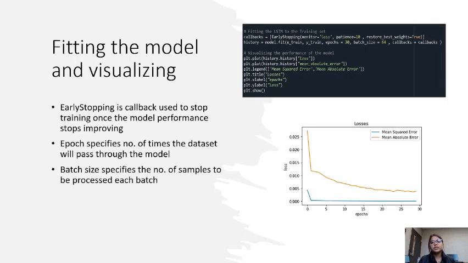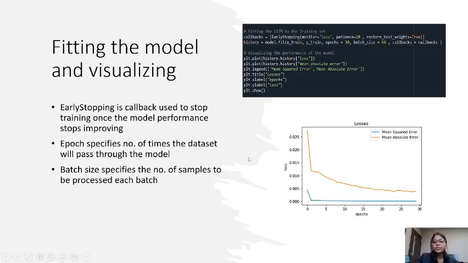Then we fit the model. Before fitting the model, I've used the early stopping callback. The early stopping callback is used to stop the training once the model performance stops improving. The epoch value is given as 30. It means that the dataset will pass through the model 30 times. The batch size is given as 64. That means 64 data points are processed in each batch.